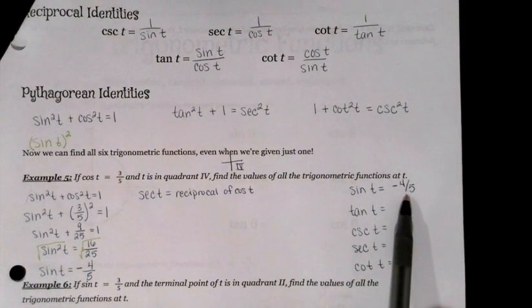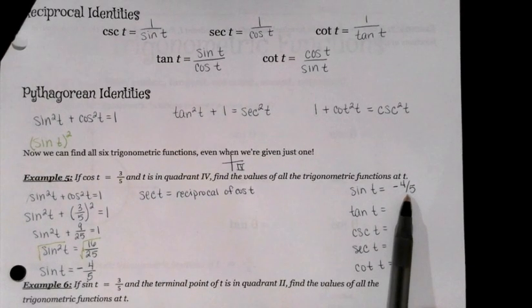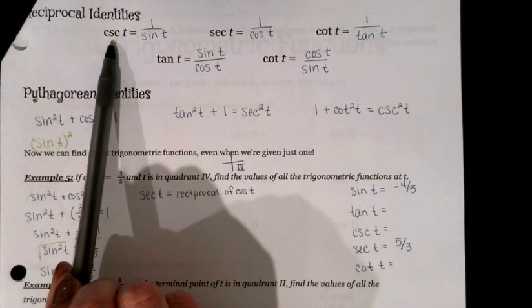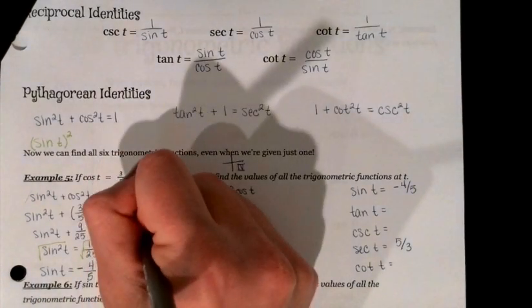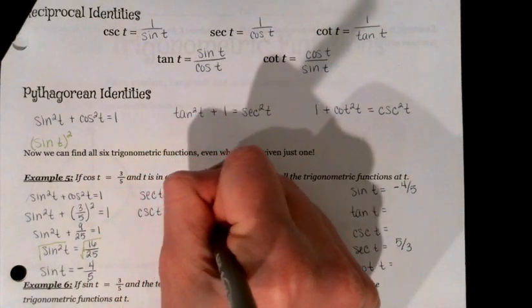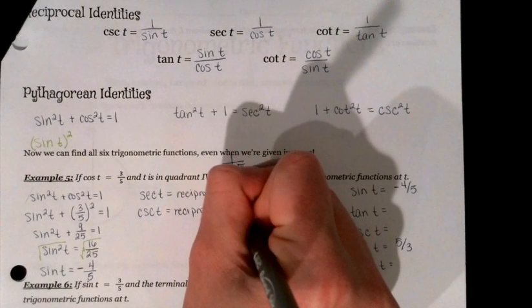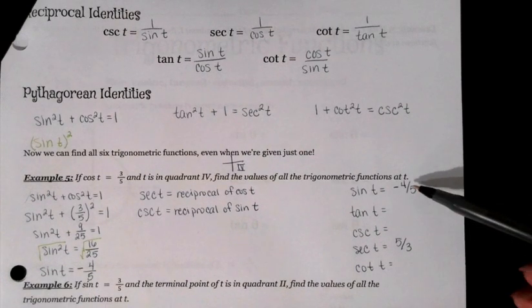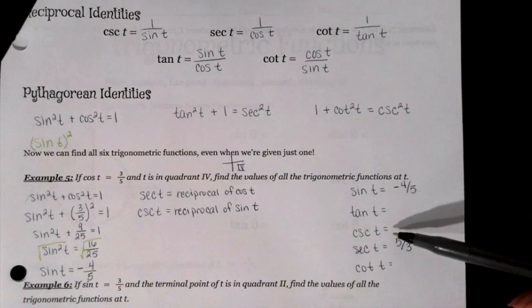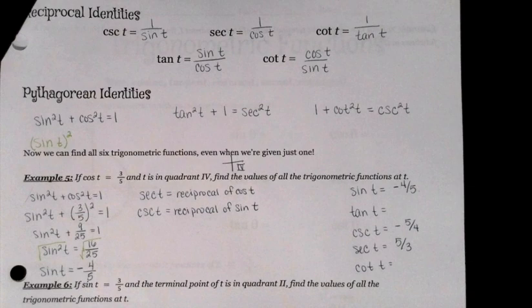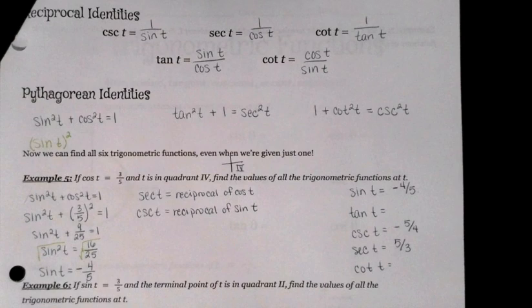If I have sine of t, that will help me find cosecant. To find cosecant, I want to do the reciprocal of sine. So I'm going to make a note. Cosecant of t equals the reciprocal of sine of t. So if sine of t is negative 4/5, that means cosecant of t would be negative 5/4. I just flip the 4 and the 5. If sine is negative, then cosecant has to be negative.